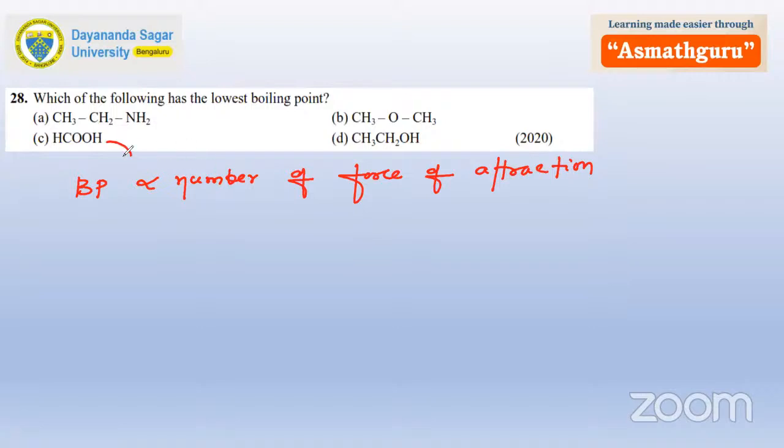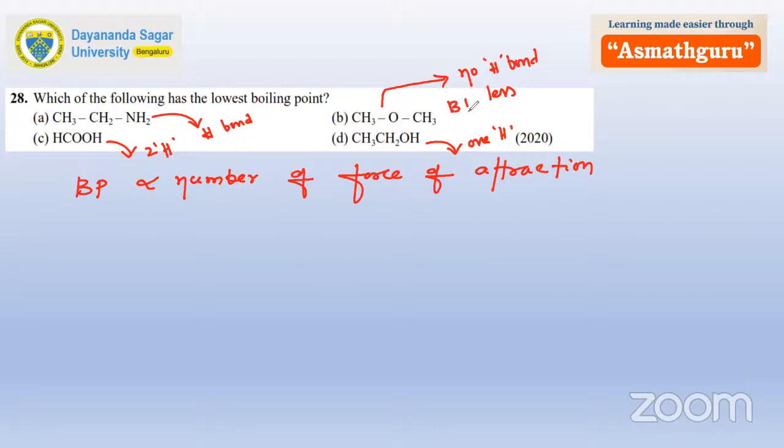In carboxylic acid, you'll be having 2 hydrogen bonds. In alcohol, you are having 1 hydrogen bond. Amines are also having hydrogen bonds. But in ether, there is no hydrogen bond. So the force of attraction is less, and the boiling point is also less. So the option is ethers.